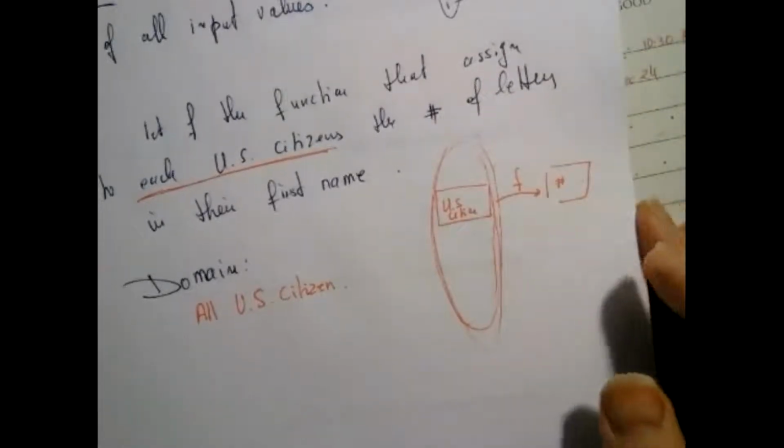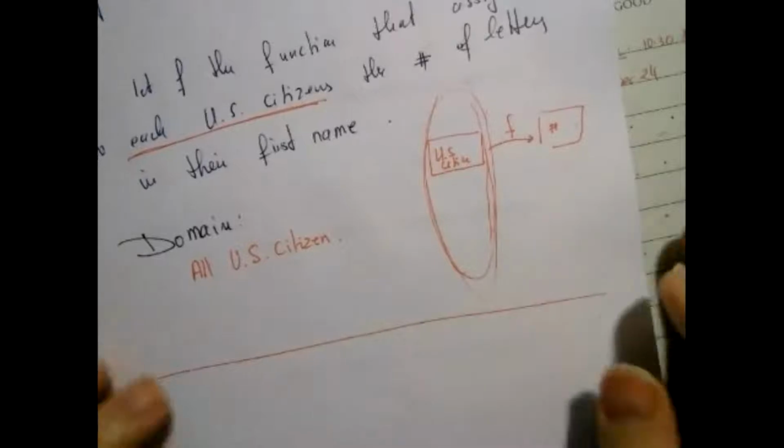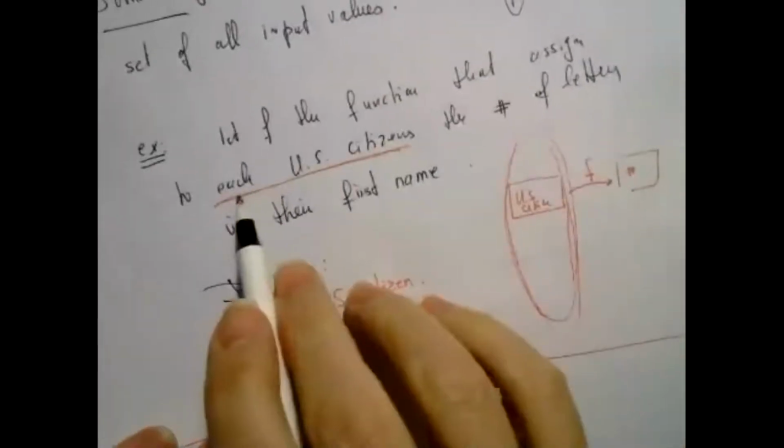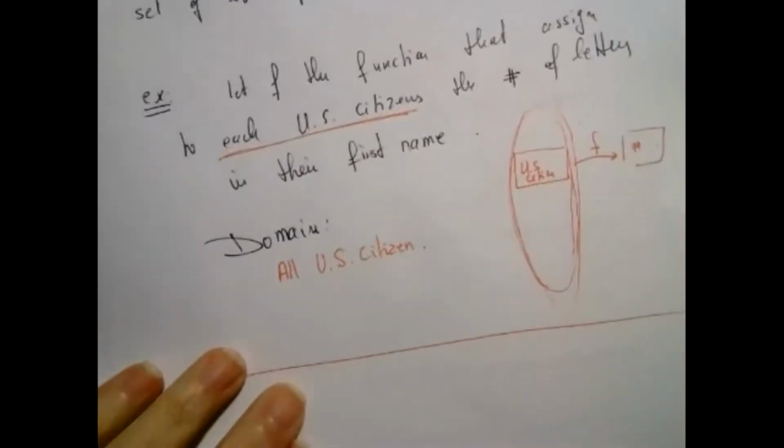Okay. All right. This being said, and you guys don't have any questions, I'm going to work on number 9, because it's fairly important. Last time, most of my functions were basically given to you verbally. I told you, let f be the function that assigns to every US citizen the number of letters.